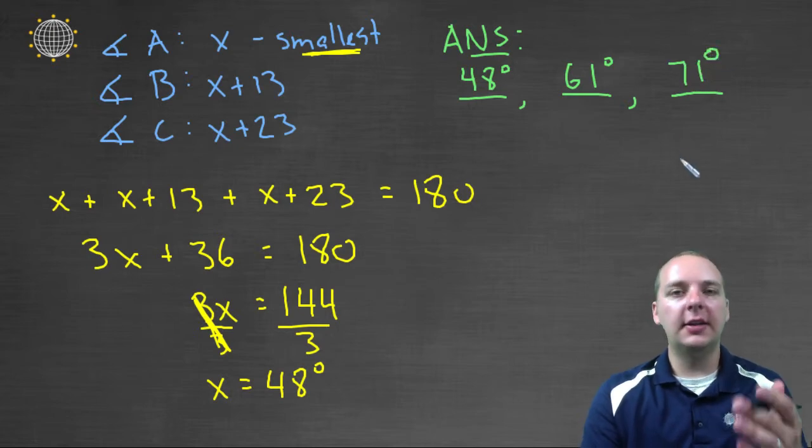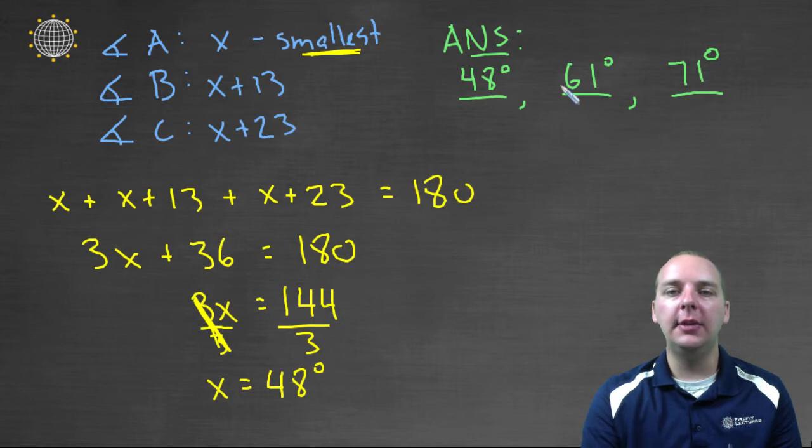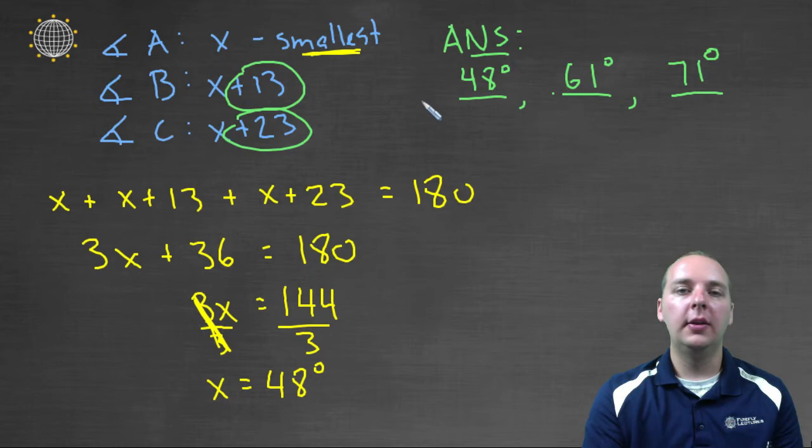So you can double check this. I'm not going to, but you could add up these three just to verify that you really get 180, and you do. And we should also probably double check that the middle angle really is 13 degrees more than 48, which it is. And the largest angle was 23 degrees more than the smallest angle.